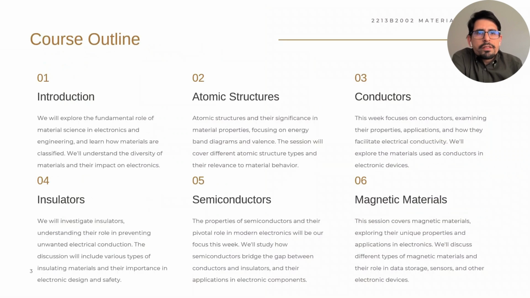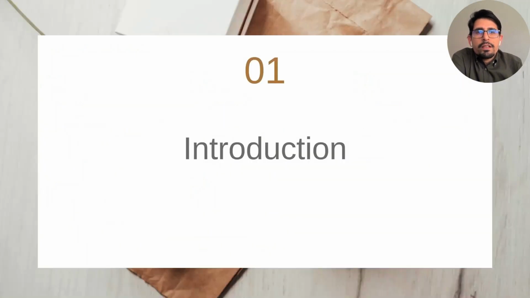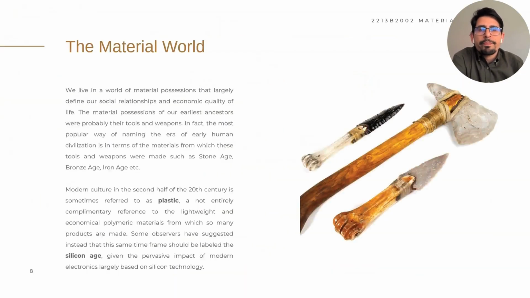Our course will be structured into several key topics. First, we will cover the basics of material classification and atomic structures. Then, we will explore the properties of conductors, insulators, and semiconductors. Following this, we will study magnetic materials and essential electronic components, including resistors, capacitors, inductors, diodes, transistors, and transformers. By understanding the materials behind these components, we can optimize their performance in real world applications and advanced topics about material science. So let's get into the course with an introduction.